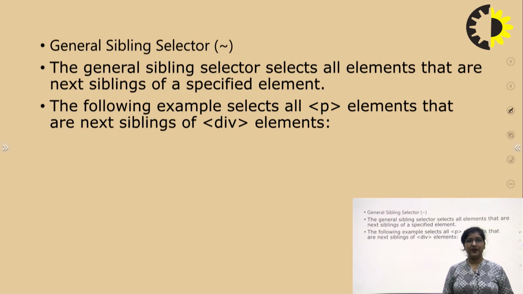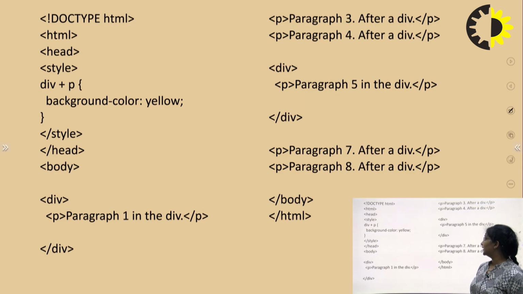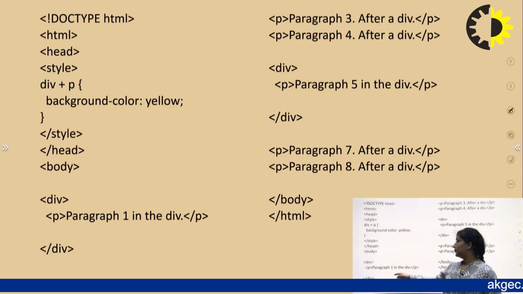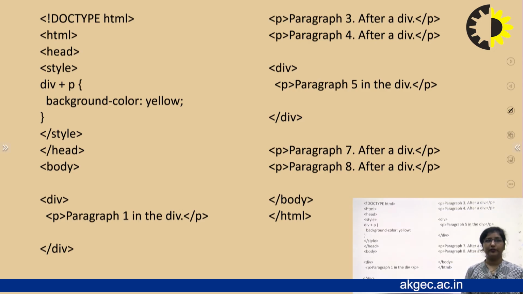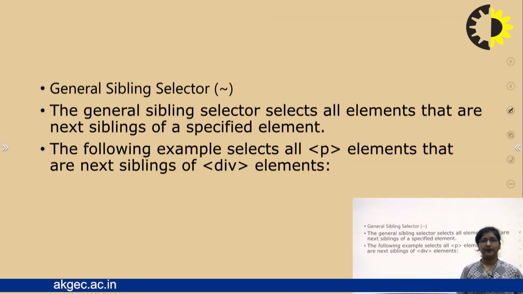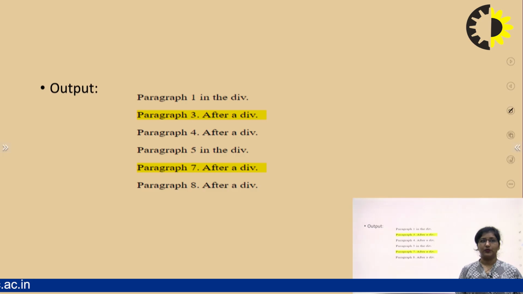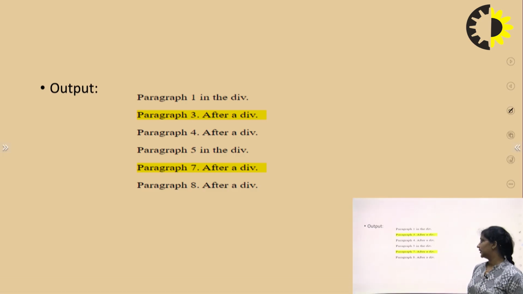Next is the general sibling selector. It selects all the elements that are next siblings of a specified element. Here the condition is not that it should be just after that particular element. So, let's see in this example again. Div P, but here P is a child element of div, so it will not work. Paragraph 3 and 4 are the siblings of div. Again div and P, then again paragraph 7 and 8. This will be the output. After a div, then again after a div, it will work.